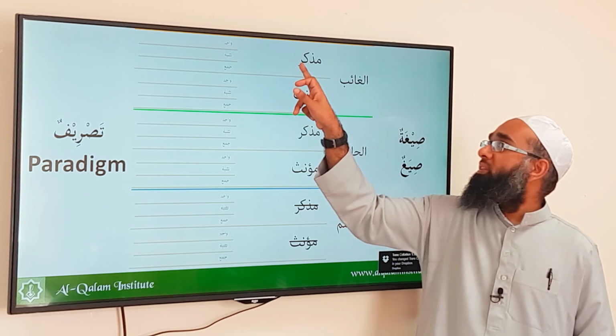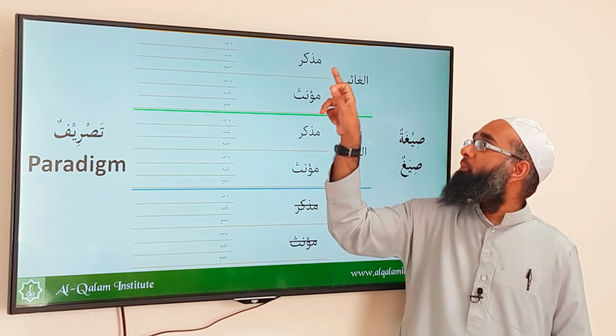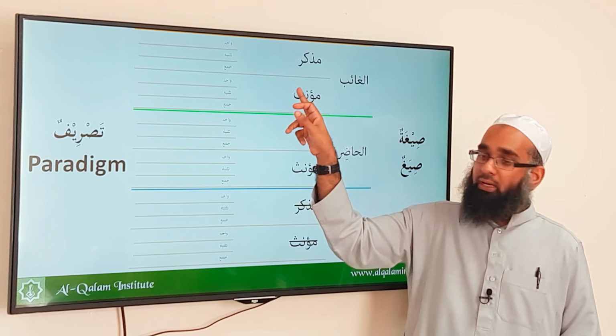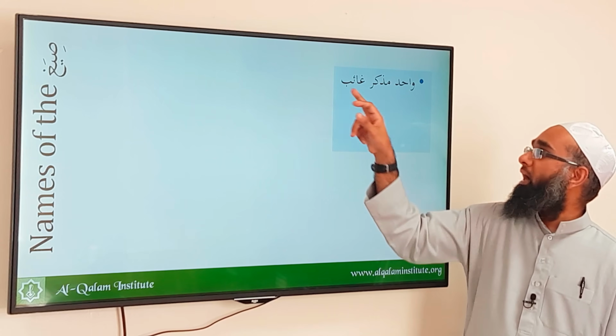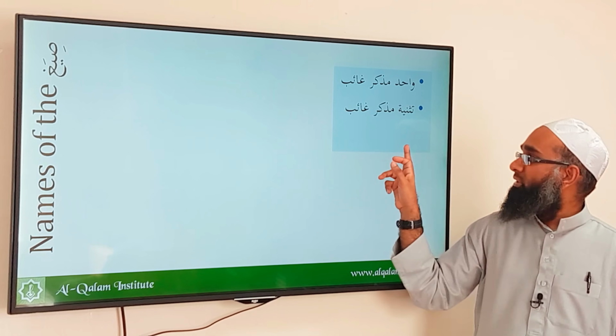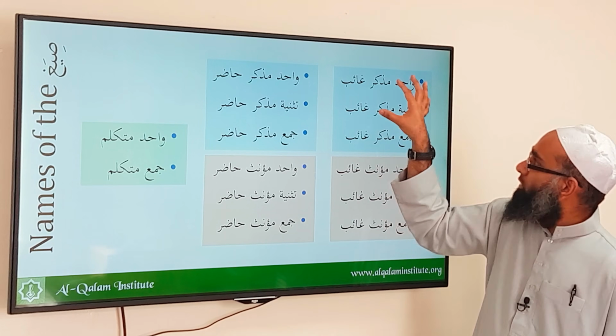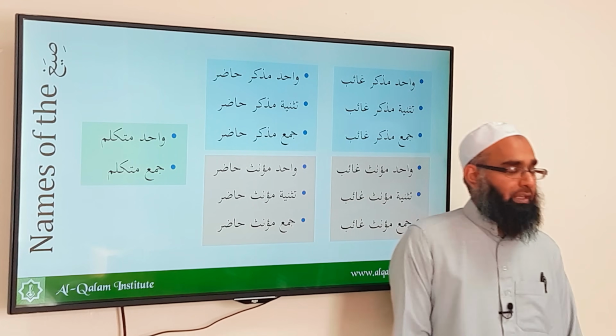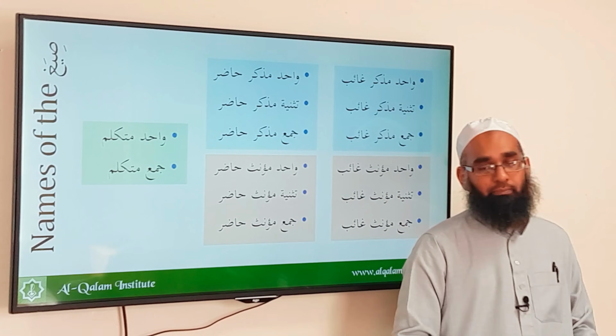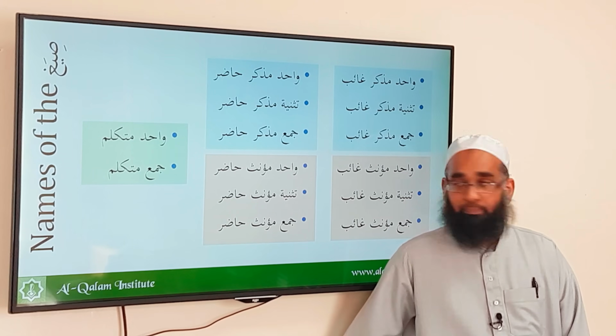Then you've got tasniya muzakkar ghaib, jama' muzakkar ghaib, wahid mu'annas. That's how we go through them. Those are the names of them. And then it goes all the way down: ghaib, the hadir, and the mutakallim. That's how you name the sighas. Okay? Does that make sense?